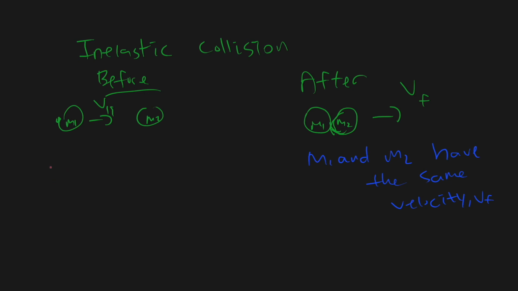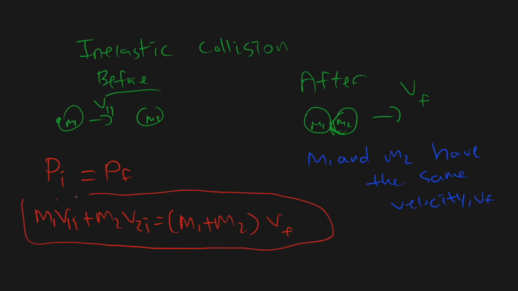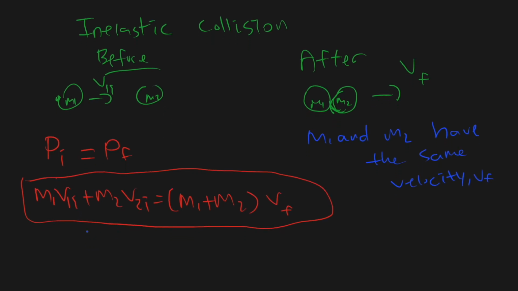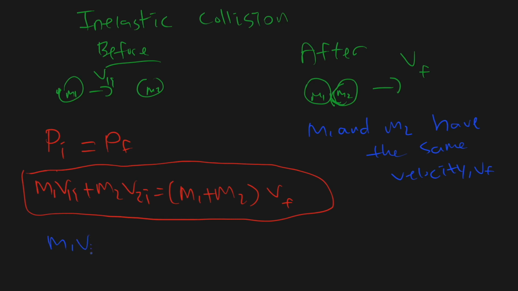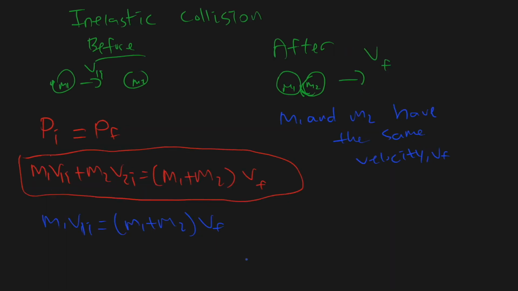So we know momentum is conserved, so pi is equal to pf. So m1 times v1i plus m2 times v2i is equal to, because they stick together, so you can see them as one object, m1 plus m2 times vf. And this is the equation for inelastic collision. If we say m2 is initially at rest, the equation becomes m1 times v1i is equal to m1 plus m2 times vf. Right. So this is momentum of collision.